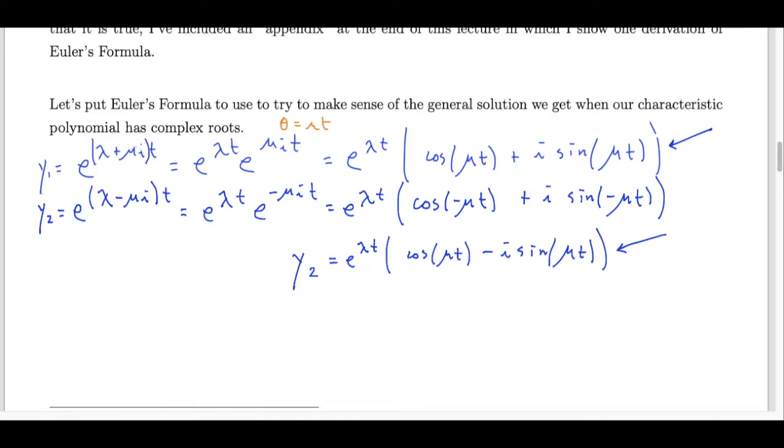Next, I want to apply those two key principles that we saw in the last lecture. Specifically, we know that if I'm dealing with a linear homogeneous differential equation, then any constant multiple times a solution is also a solution. The second important property that we highlighted in the last lecture is that if I have multiple known solutions and I add them together, the sum of those solutions is also a solution.